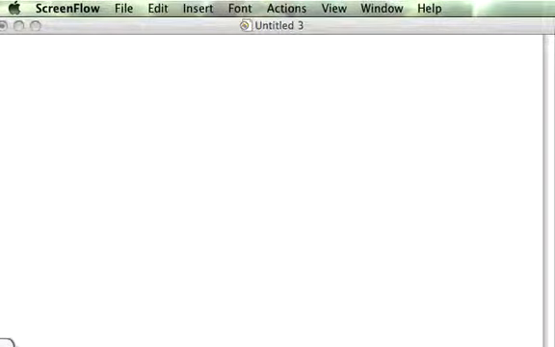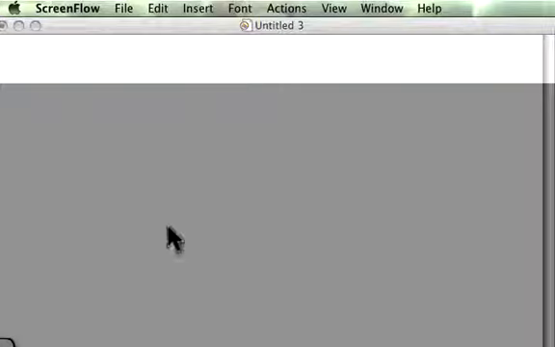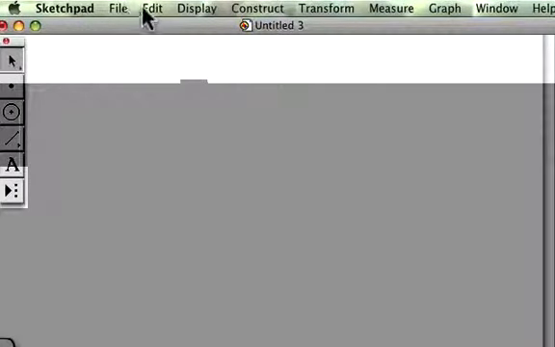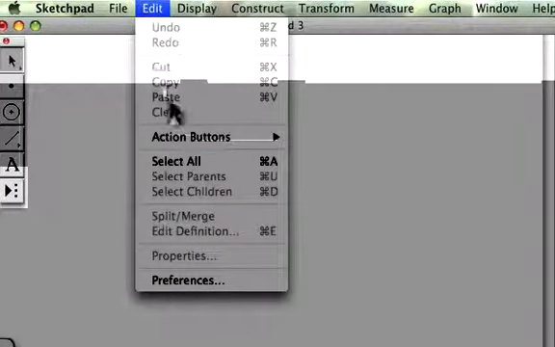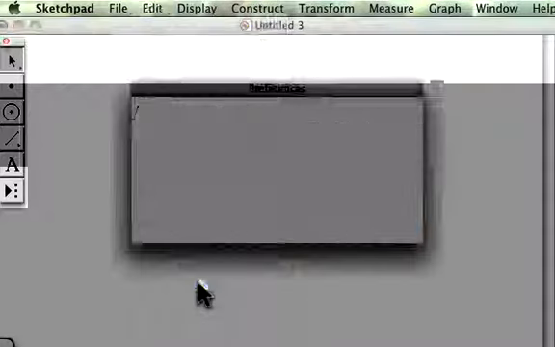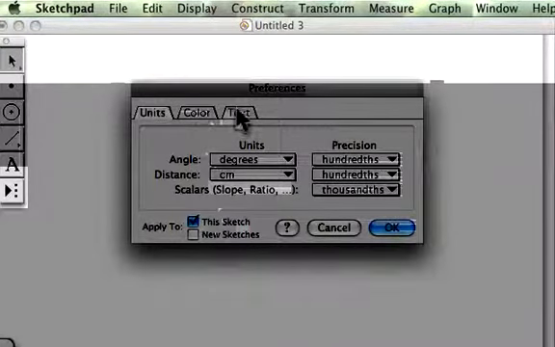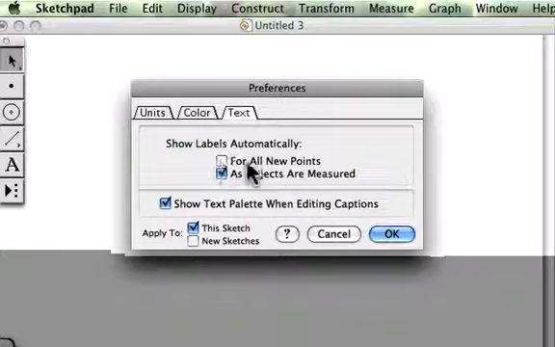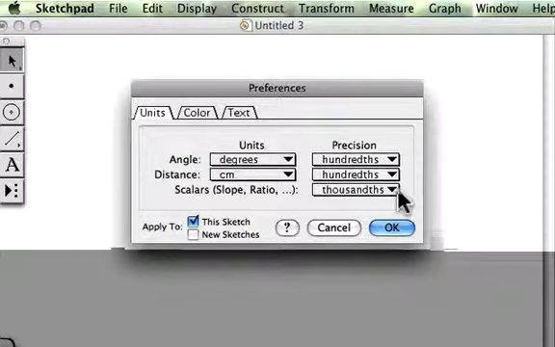So here are the instructions for the angles investigation on similar triangles. The first thing you're going to do is open up Geometry Sketchpad, click on Edit and go down to Preferences. Under Text, make sure that you have clicked for all new points. And also under Units, you're going to put scalars, slope, ratio, etc.